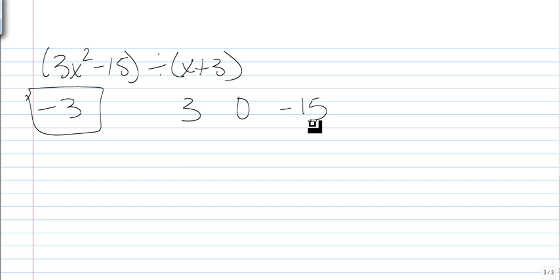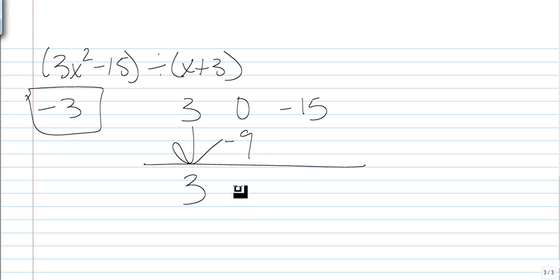Okay. So now, remember, you always bring down your first term. Now let's multiply. 3 times negative 3 is negative 9. And 0 minus 9 is negative 9. Negative 9 times negative 3 is a positive 27. And negative 15 plus 27 is a positive 12. Okay, so now we have our coefficients.